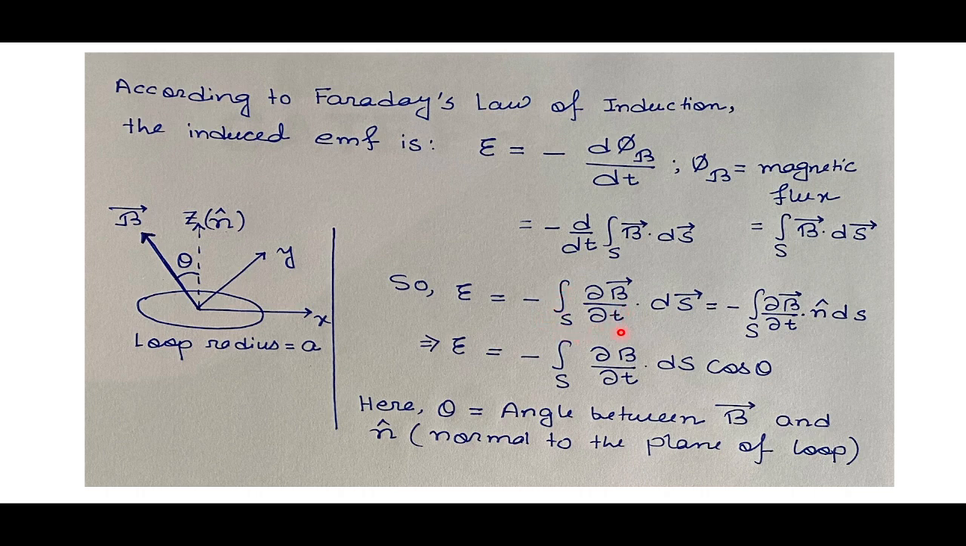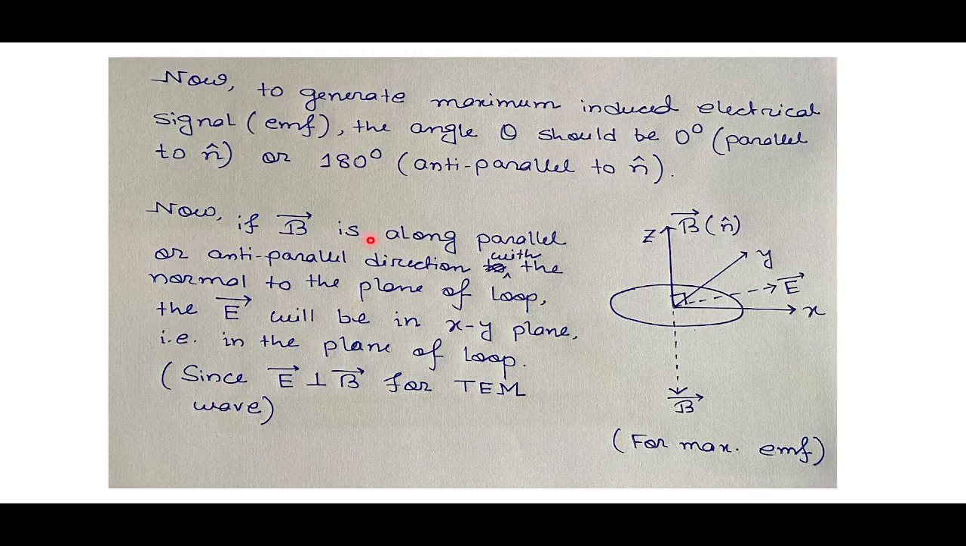del B/del t. Now dS vector is along the n cap, right? So here you will get a dot product of del B/del t dot n cap. Okay, so del B/del t will have the same direction as the B vector. Now B and n cap make an angle theta, so you can do the dot product and you get del B/del t times dS cos theta. Okay, so theta is the angle between your B and the normal to the plane, that is n cap. Okay, so I think you can recapitulate this.